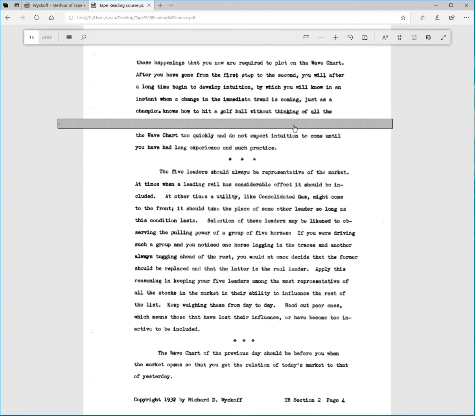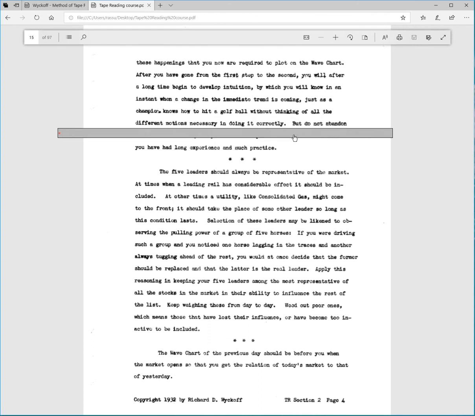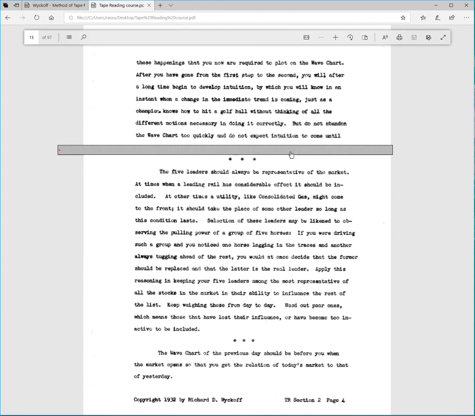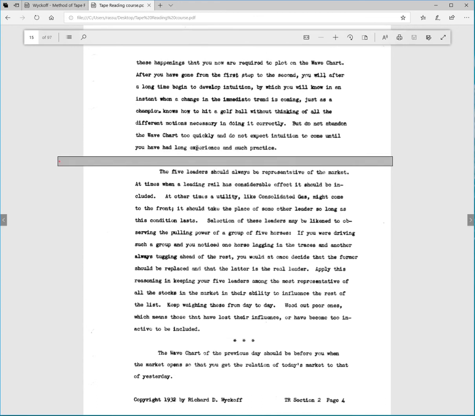Just as a champion knows how to hit a golf ball, you'll know intuitively after you practice it for a long period of time, and years. But do not abandon this chart. It will come only after long experience and much practice. So basically, what he's saying is use the wave chart.